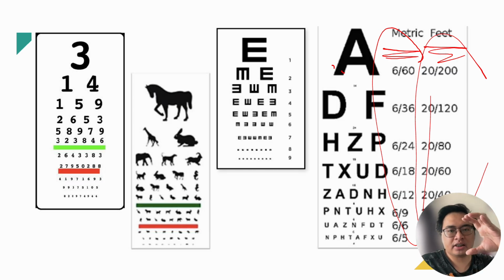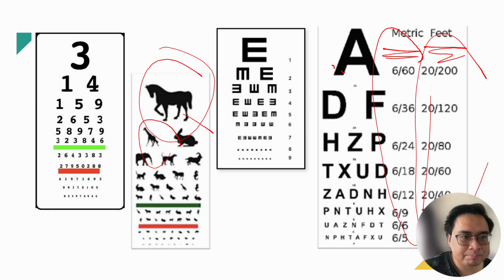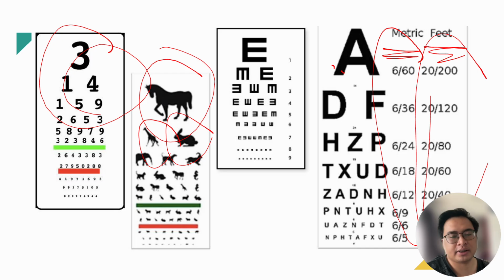So the E is moving, no? So the patient should be able to say, ano po bang direksyon, no? Taas, baba, kaliwa, or kanan. For some illiterate, for example, young children, you could also use animals. Okay? And there's a version as well that's used in numbers.